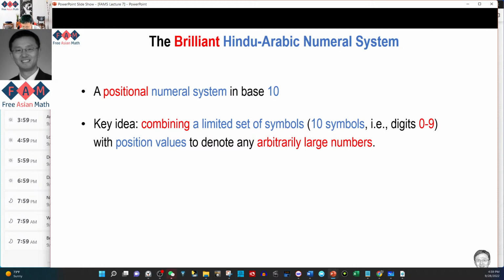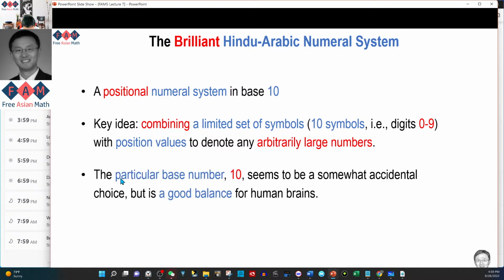Each digit has a particular position within the representation. So we can do this continually to any digits we want. In theory, we can represent arbitrarily large numbers. Of course, if the number is really large, then you may need many digits. But it's not that bad. It's a very good balance.